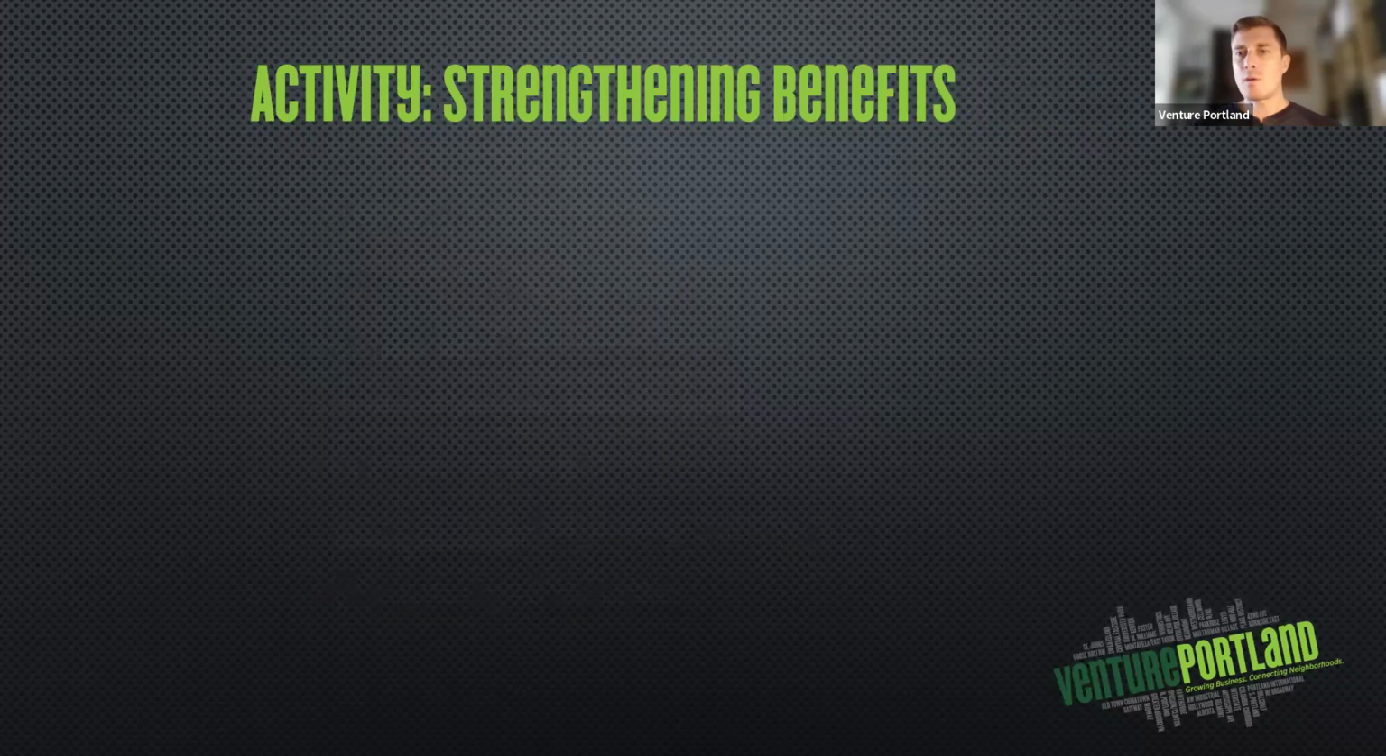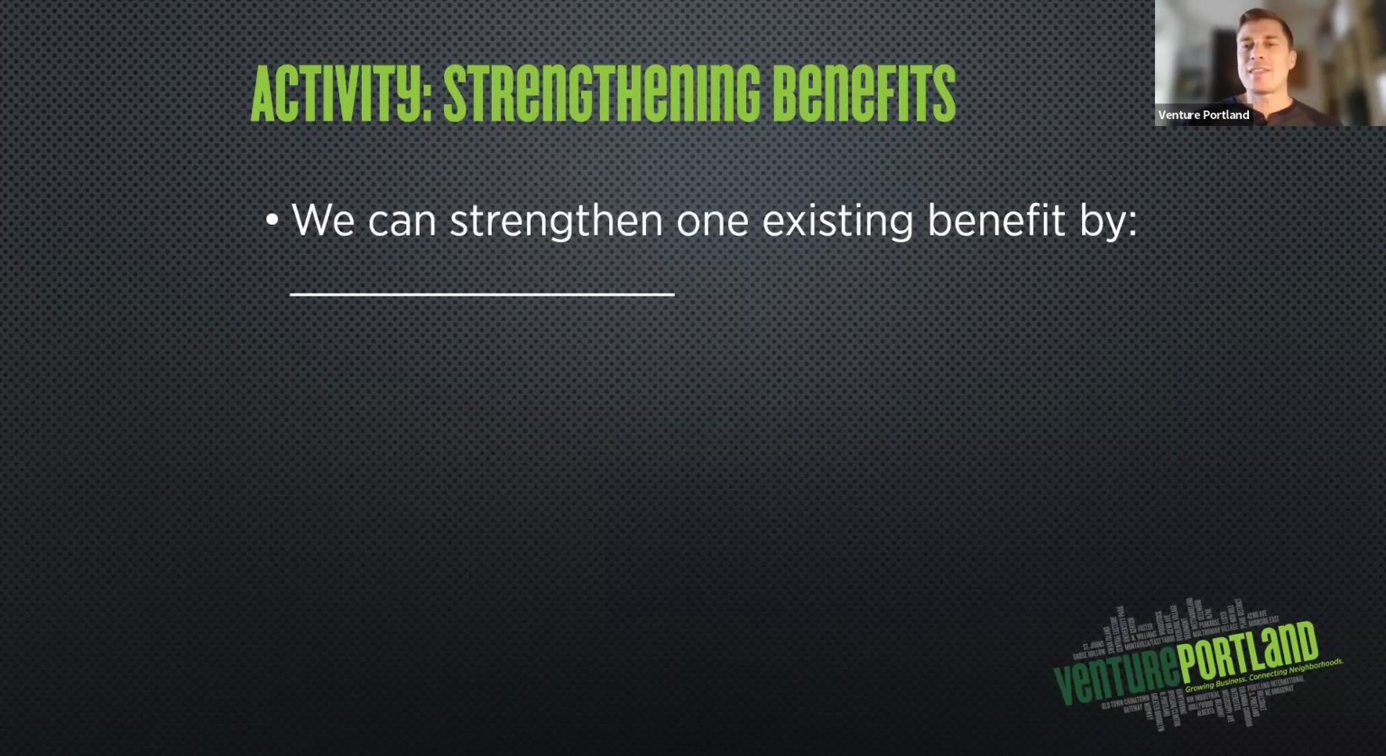Okay, so I'm going to take a quick breather, and we're going to do a quick activity where we're going to think about how can we strengthen our existing benefits. Okay, so if you've got a piece of paper handy, take it out, and a pen, and write down the following on the paper. We can strengthen one existing benefit by blank.